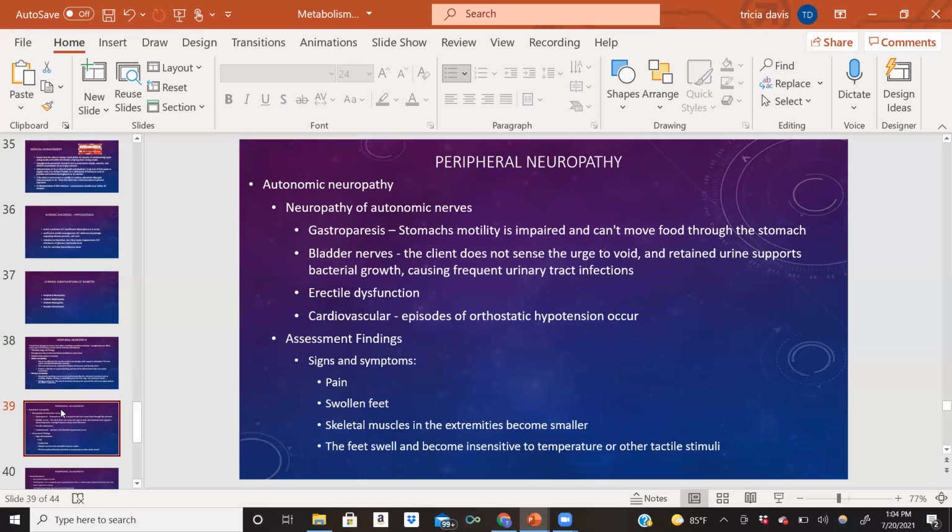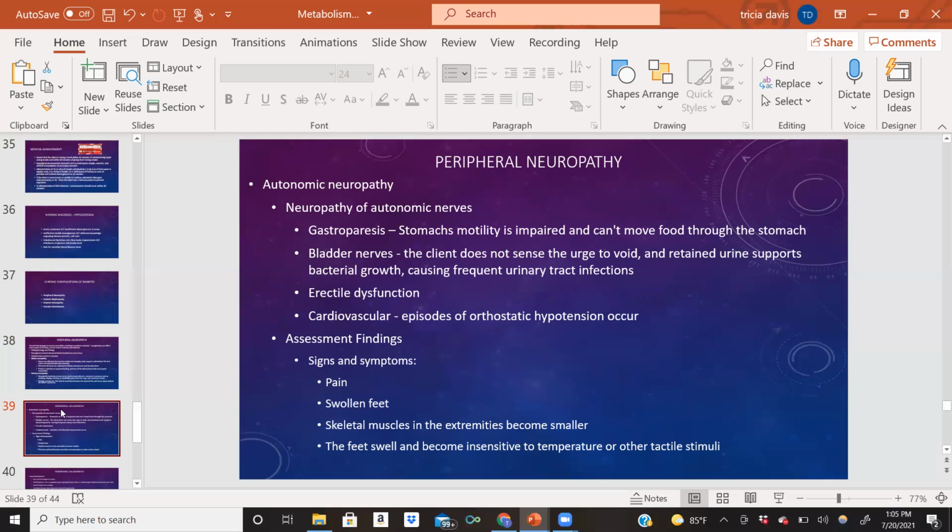Their bladder nerves can also be compromised, so the client will not have the urge to urinate. The retained urine is going to support a medium for bacteria to grow, and then these patients are going to develop urinary tract infections. Some patients will also develop erectile dysfunction, and then we're going to see cardiovascular issues that can cause episodes of orthostatic hypotension to occur.